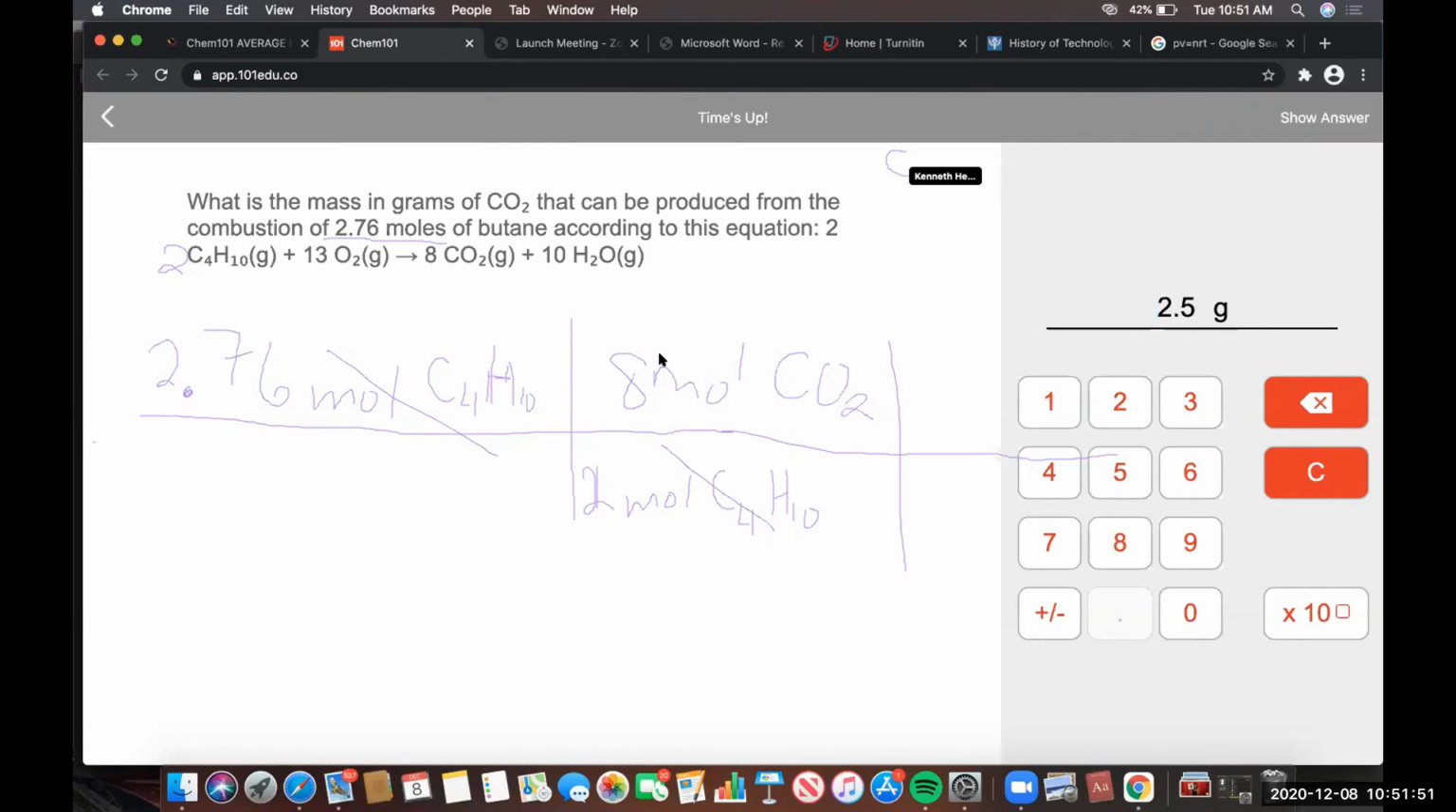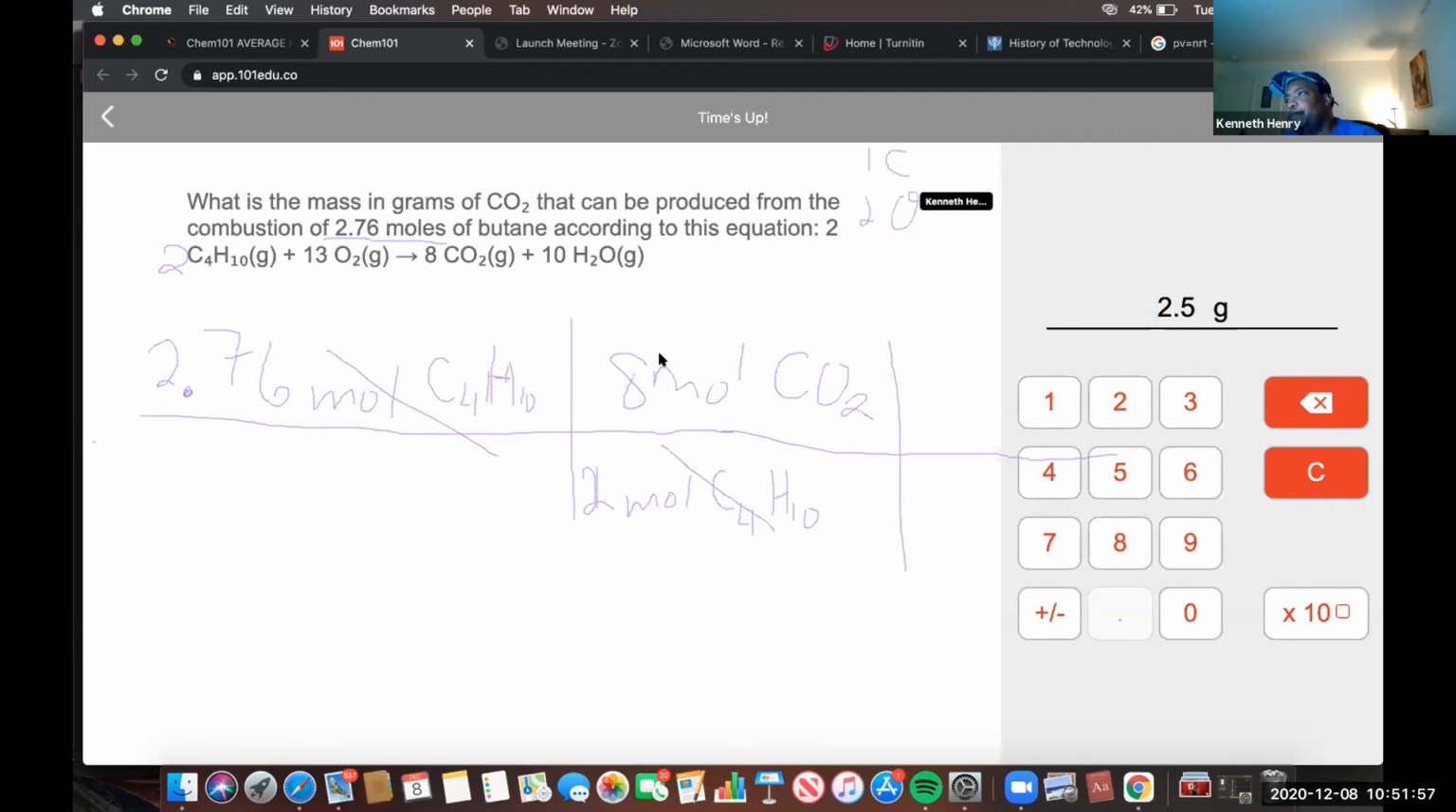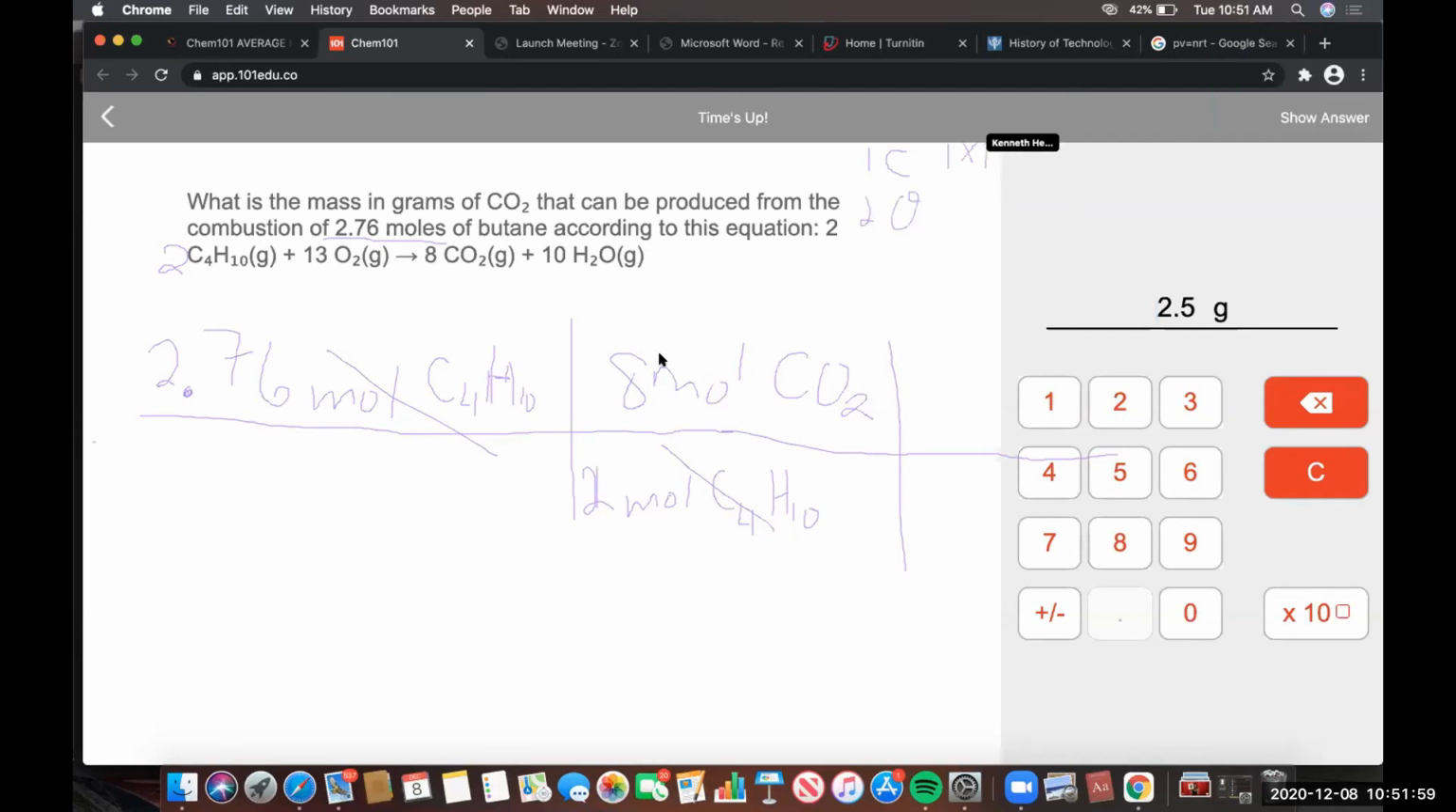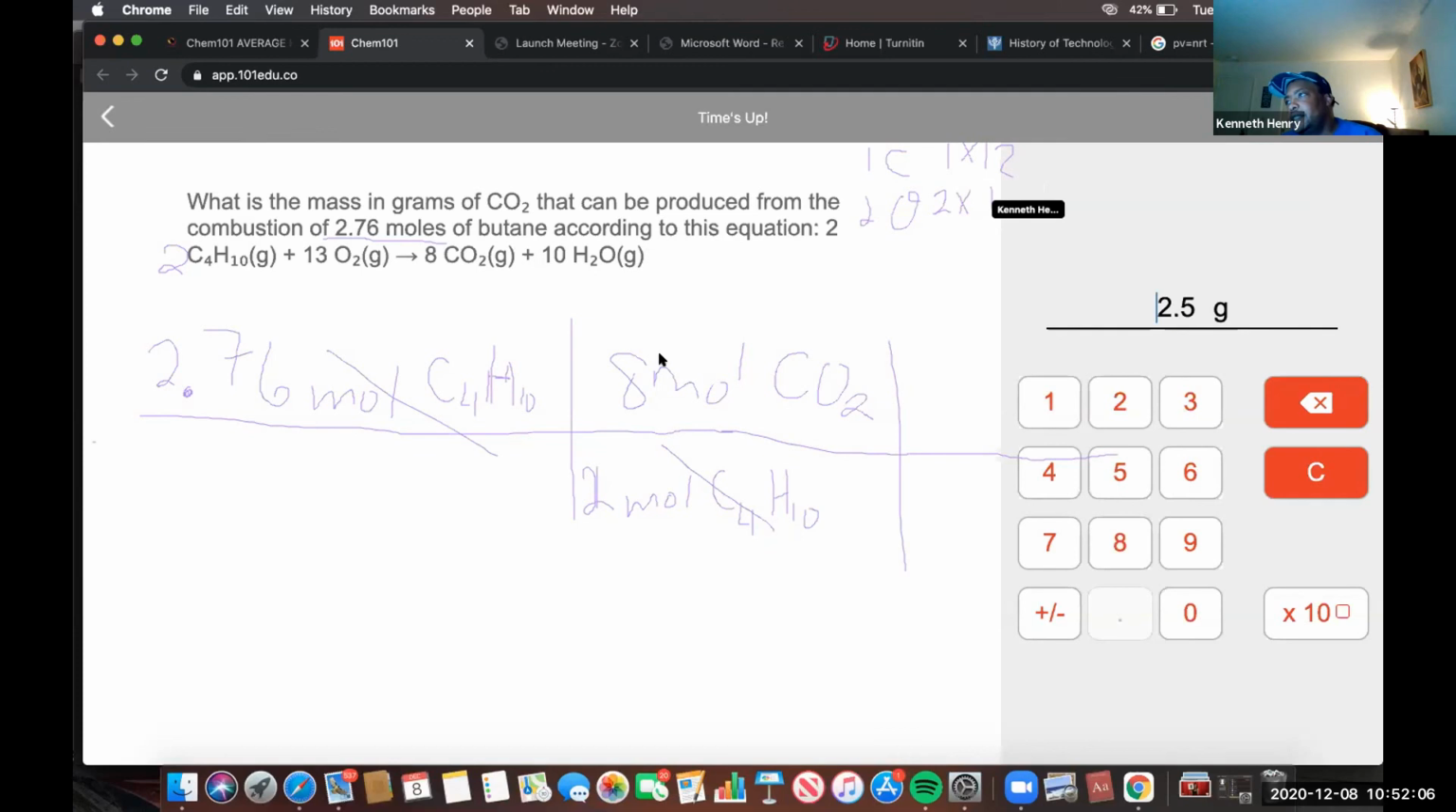So how many carbons do we have in CO2? One. How many oxygens? 2. Okay, carbon weighs what? 12. Oxygen weighs 16. 2 times 16, that's 32. So add them together. 44 grams per mole.